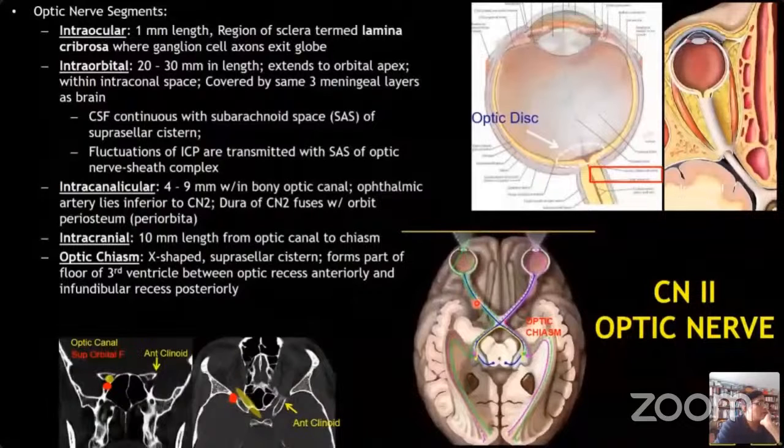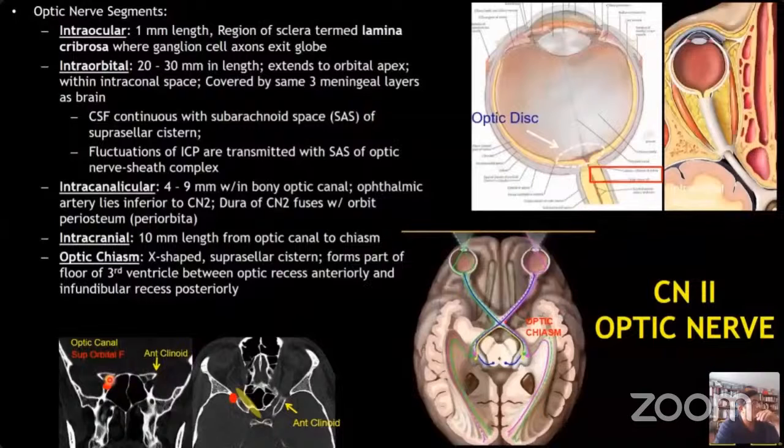It continues on posteriorly to a segment called the intracanalicular segment, which is about 4 to 9 millimeters, depending on where you are looking at it. So this is a coronal CT, just above the superior orbital fissure. So this is the superior orbital fissure, and here is where you will see the optic canal. And up through that canalicular segment, it continues on into the intracranial segment, which is about a centimeter long.